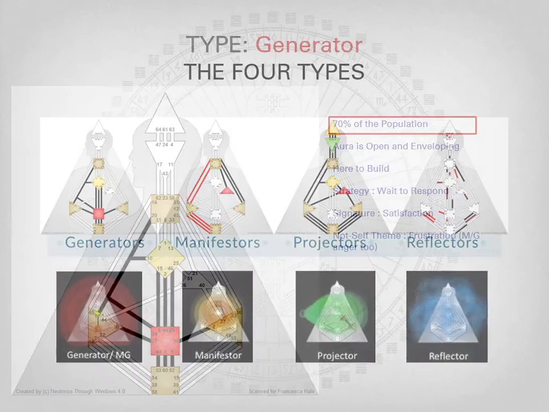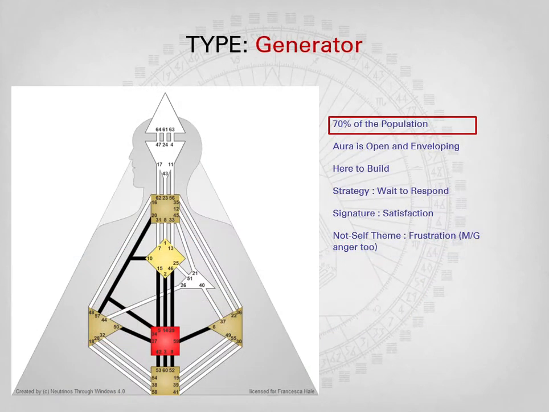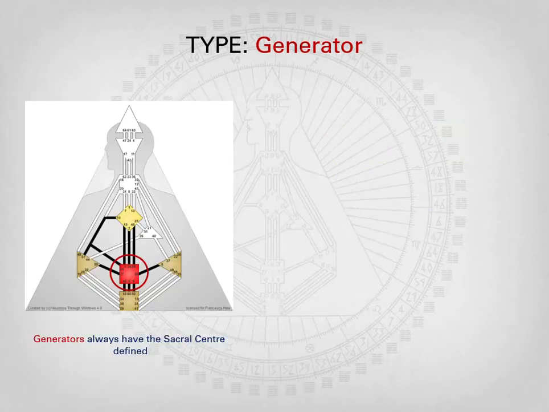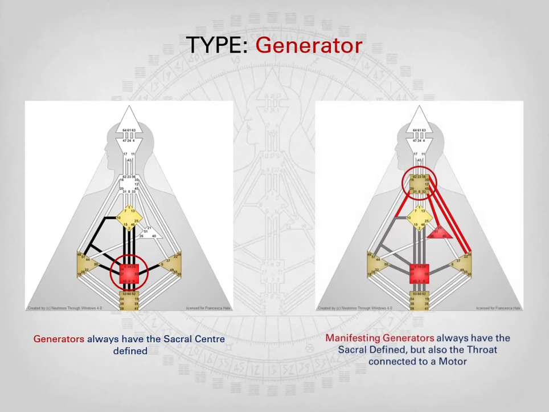Let's start with generators. They make up 70% of the population and are the majority as far as type goes. Whatever other centers are defined in the chart, a generator always has sacral definition. It's that red square there. It's what makes them a generator, the center with the life force that enables growth and expansion. This is their defining center. So we have the pure generator and the manifesting generator, who will also have sacral definition, of course, and also the throat will be connected to one of the motor centers. The pure generator may well have throat definition, but it won't be connected to a motor.